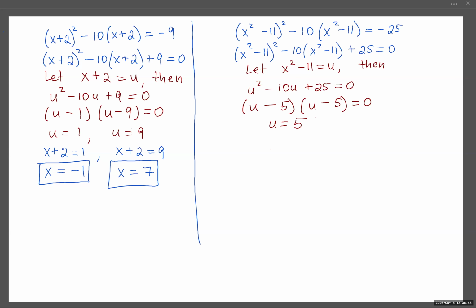Now we're ready to go back to x's. So my u was x squared minus 11. So x squared minus 11 equals 5, which means x squared equals 5 plus 11, which is 16. Take the square root, and you'll get x equals negative 4 or x equals positive 4.